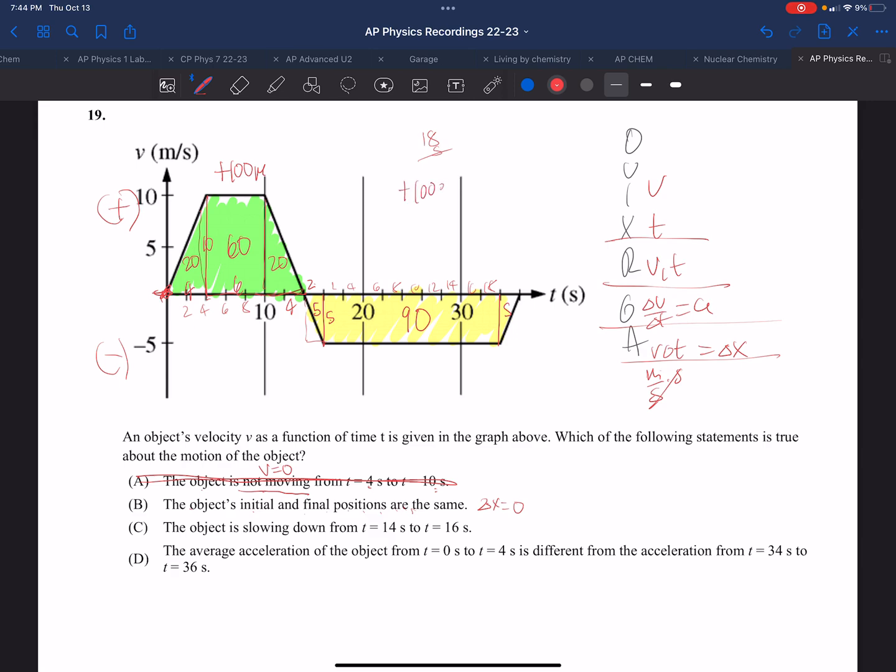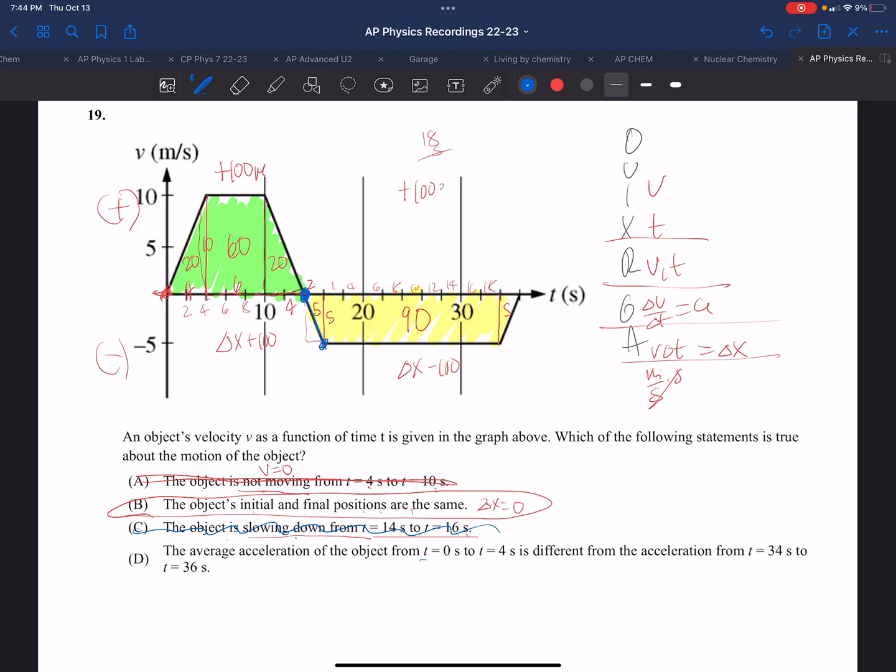So it looks like since this delta x is positive 100, and this delta x is minus 100, the final positions are the same. So it looks like this is the answer. Object is slowing down from 14 to 16. So that means the velocity must be decreasing from 14 to 16. Here's 12, 14. Well, the value is going from 0 to 5. It's actually speeding up. It's going from a velocity of 0 to 5. So it's not slowing down, it's speeding up.